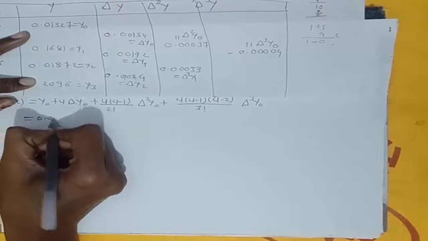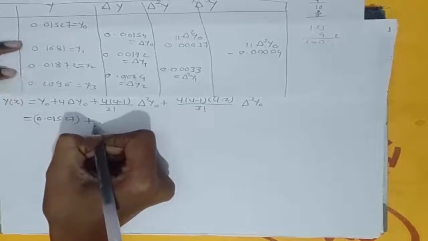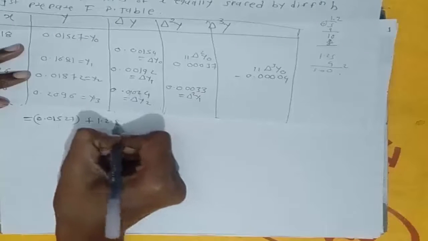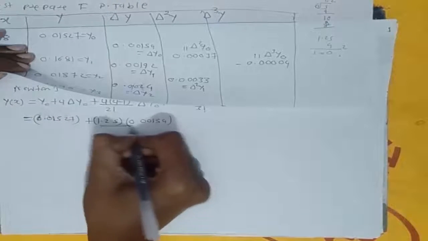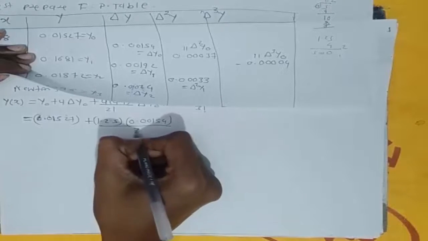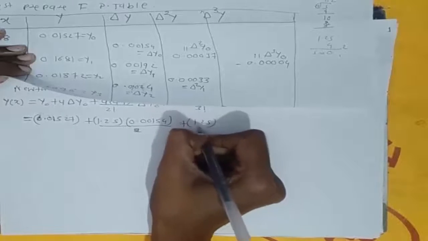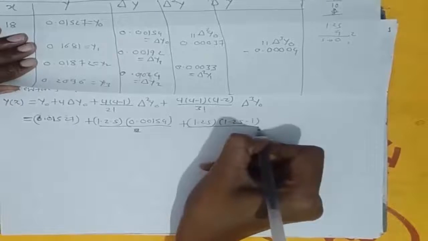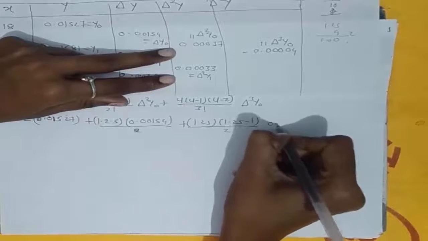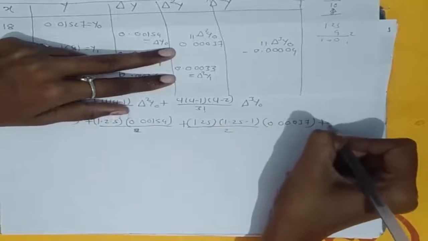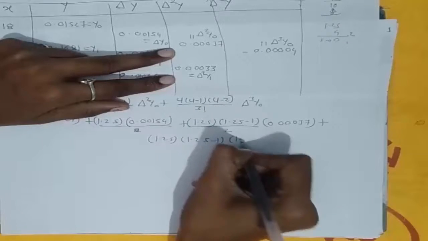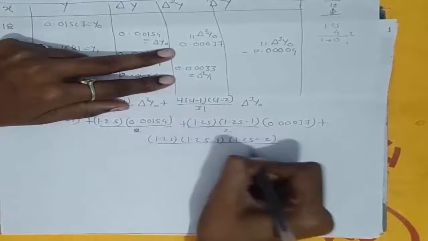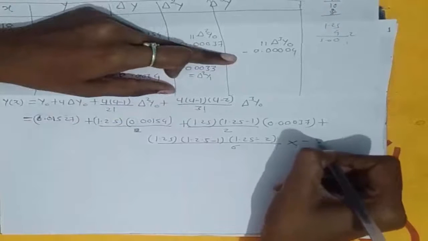So we put in the values of y0, u, delta y0 and so on. y0 is 0.01527, plus u, which is 1.25, into delta y0, that is 0.00154, plus 1.25 into 1.25 minus 1 divided by 2 factorial, that is 2, into delta square y0, which is 0.00037, plus the last term, 1.25 into 1.25 minus 1 into 1.25 minus 2 divided by 3 factorial, that is 6, into delta cube y0, which is minus 0.00004.